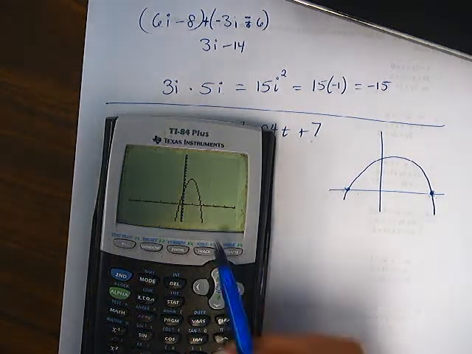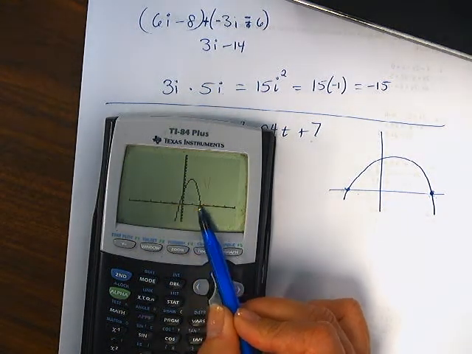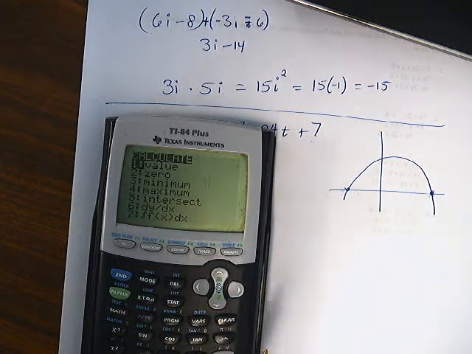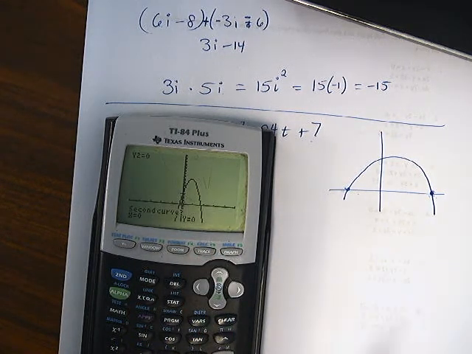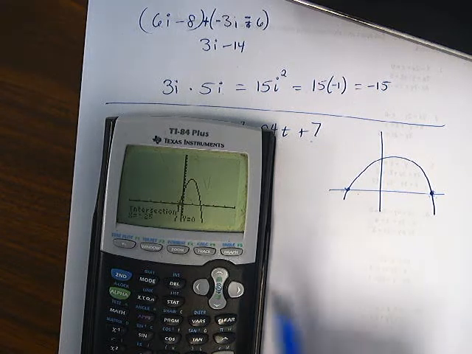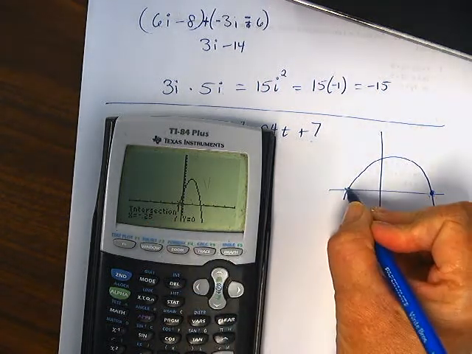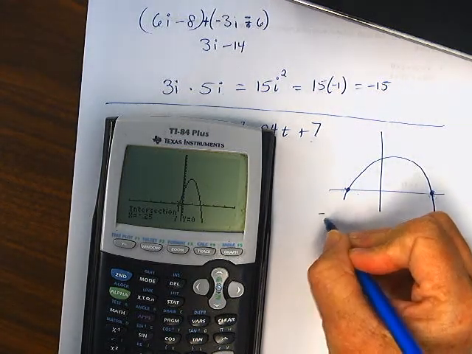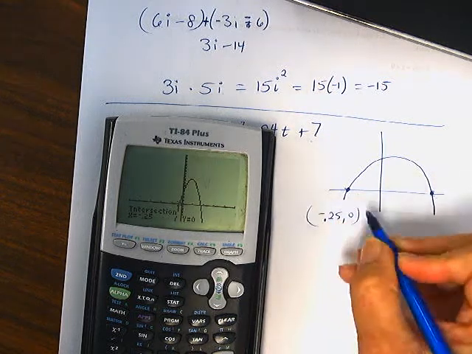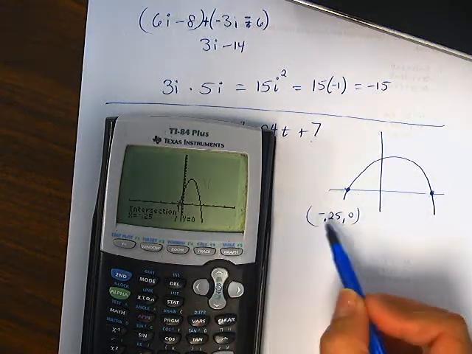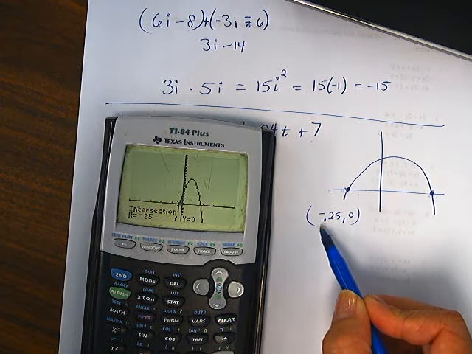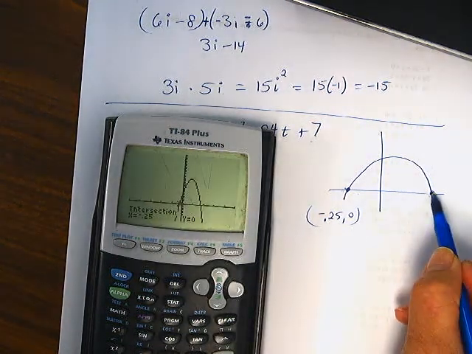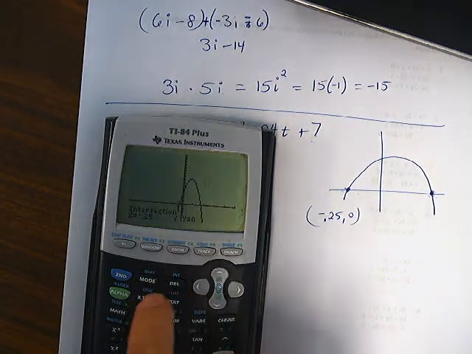Now to remember how to find the x-intercepts, just like we were doing with the cubic. We're going to go to second, trace, and choose option 5, intersect. So it's telling me this first point of intersection, this one on my thing, is at x equals negative 0.25 and 0. Okay, so when time was at negative 0.25, we don't really care about negative time, do we? We're really interested in the right-hand intersection point.